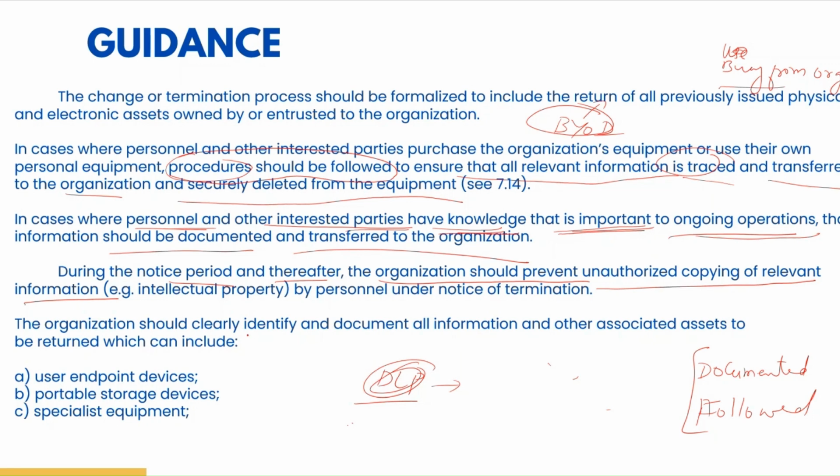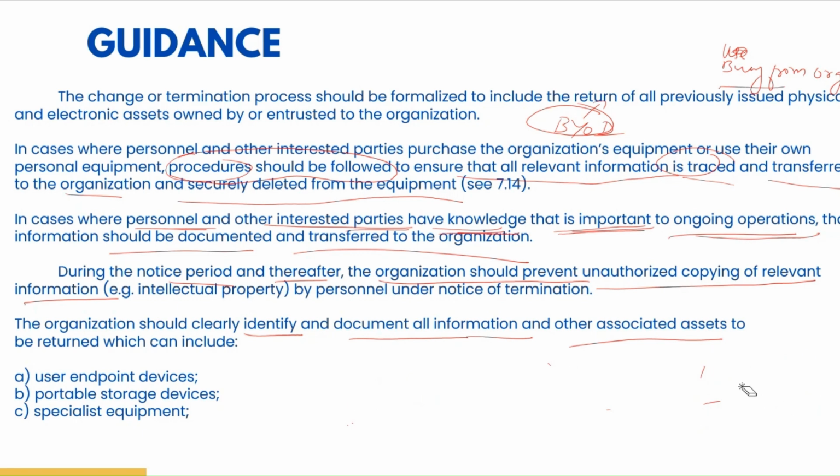The organization should clearly identify and document all information and other associated assets to be returned. Okay, it has to say this is the asset that has been assigned to you, and you have to return it during your termination. So it has to clearly identify. Now, see, people will think ID card is not an asset. For a long time, people thought ID card is not an asset, and they used to take away the ID card. And then managers used to call them back saying, boss, come back and return your ID card. They were not doing it. So you have to give them the awareness that whatever has been assigned to you is an asset of the organization, and have a checklist.